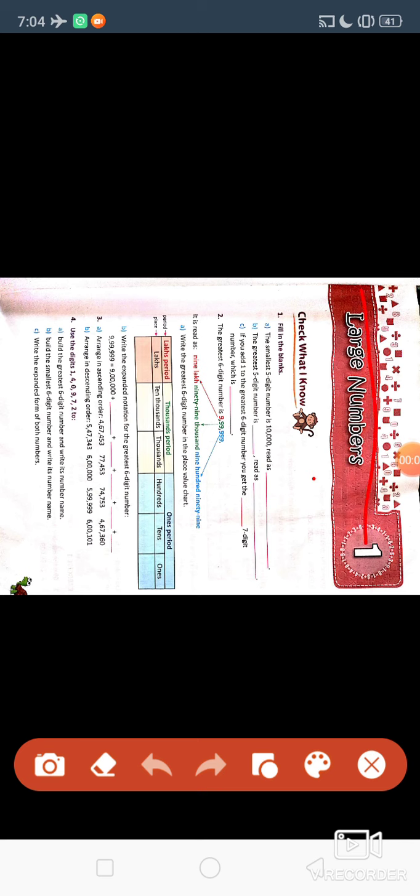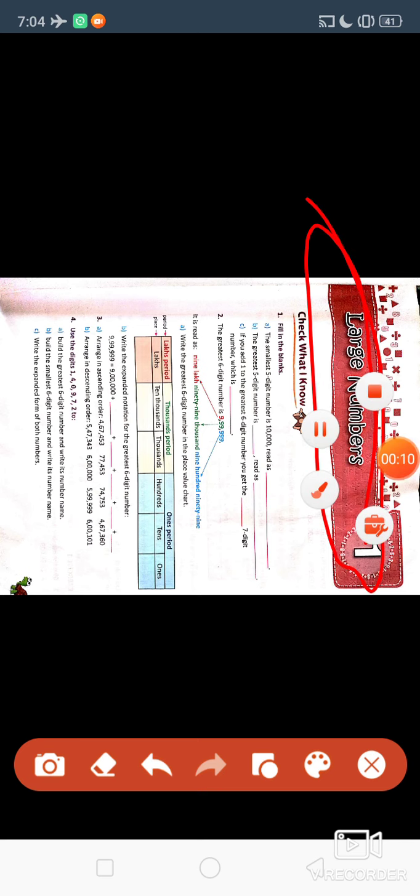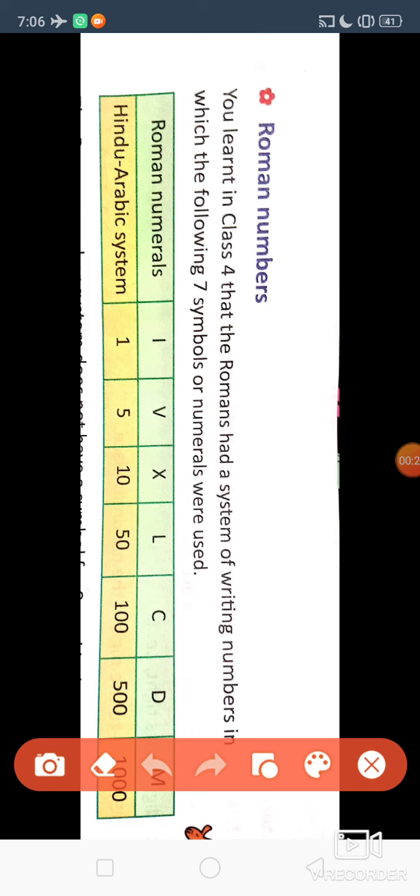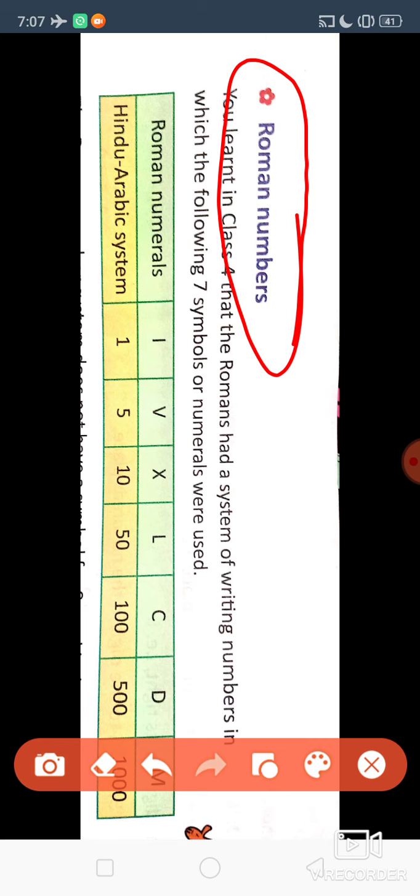And today we are going to continue with this chapter, that is your large numbers. Earlier we have done this place value chart of international system. Now, today we'll see further. Today we are going to deal with another topic, that is your Roman numbers. For studying Roman numbers, first you have to study this table.